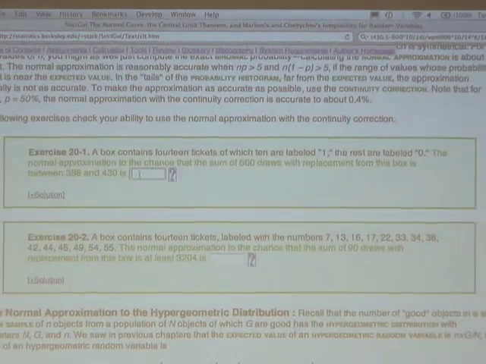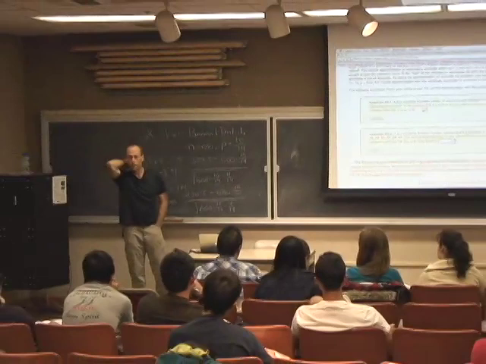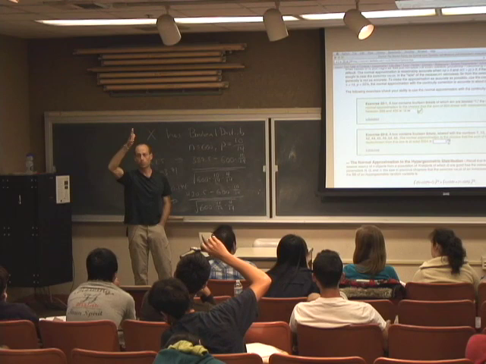Okay. Yes? How do you calculate that percentage without using the applet? The area under the normal curve without using the applet? There's no closed form expression for the area under the normal curve. That's why you need to memorize those three values, the area between the curve between plus or minus 1, plus or minus 2, and plus or minus 3.